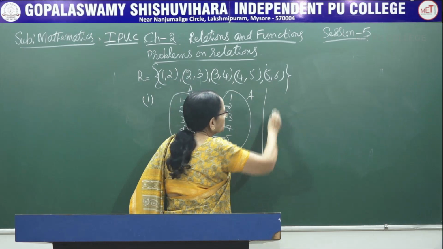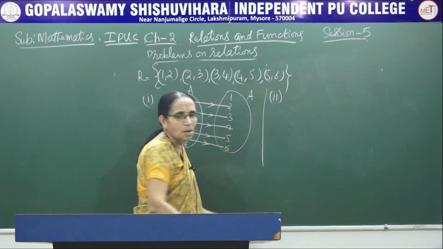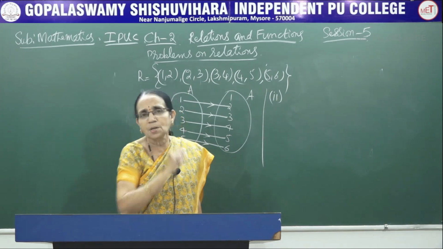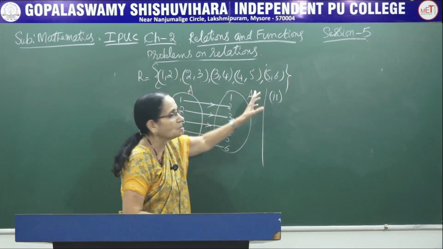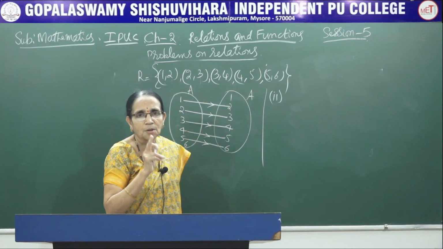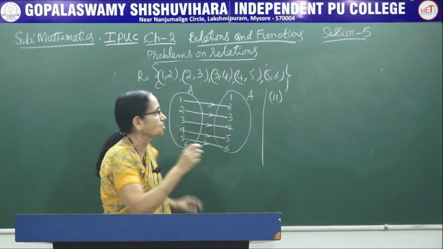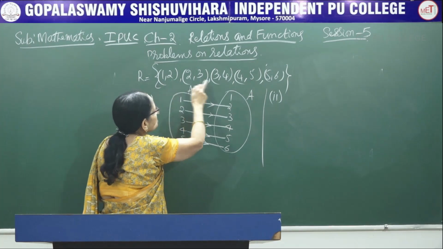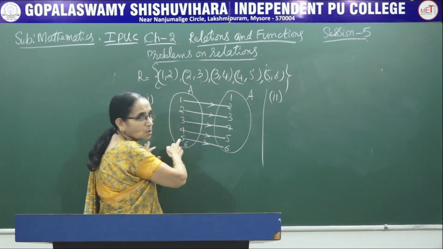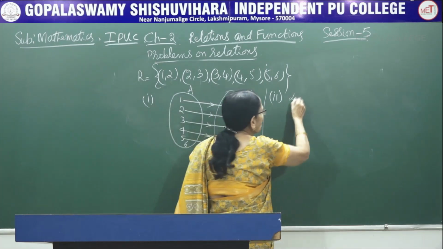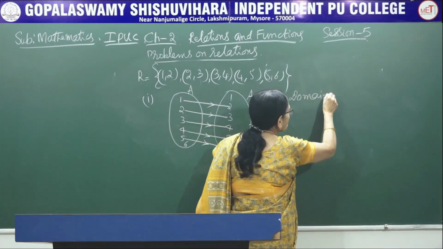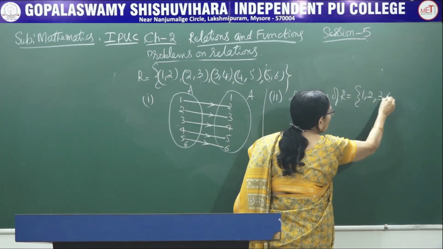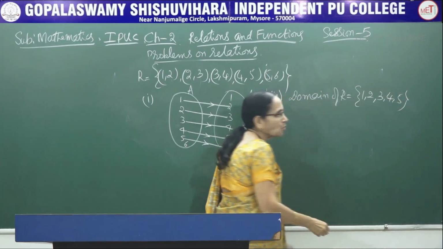Next, second part. Write down the domain, the codomain and also the range. How do you define the domain here? Now these are the elements of the relation. The set of the first elements of the ordered pairs of the relation. These are the ordered pairs of the relation R. What are the first elements? 1, 2, 3, 4, 5. Therefore, you first write the domain of R. Domain of R is containing 5 elements: 1, 2, 3, 4, 5.